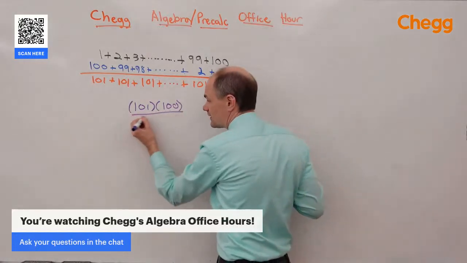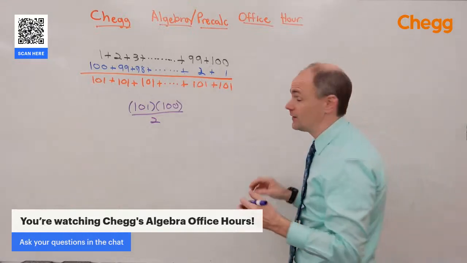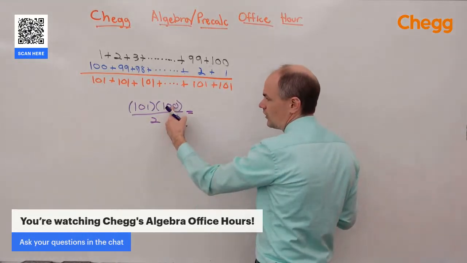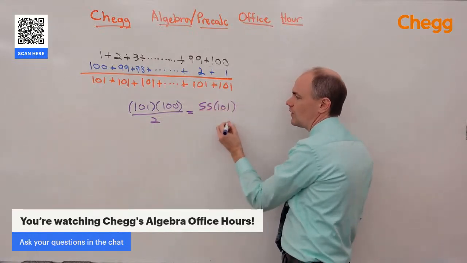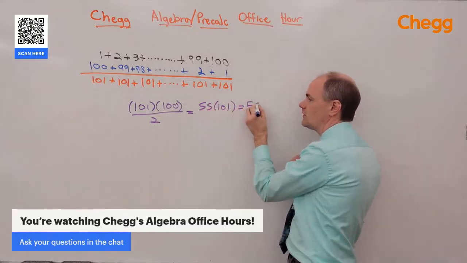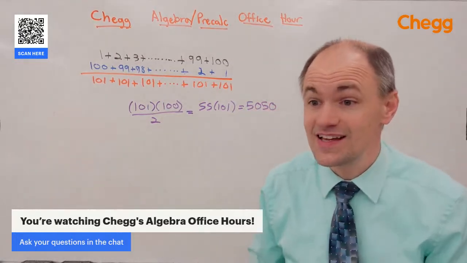So what we're going to do is divide by 2 so that we undo the adding of every number twice. Well, I can reduce 100 over 2. That's 50 times 101, which is going to equal 5,050. That's how Gauss did it.